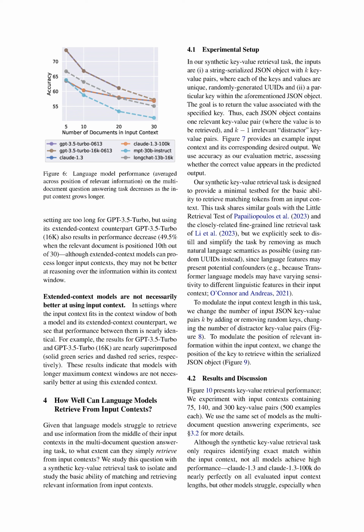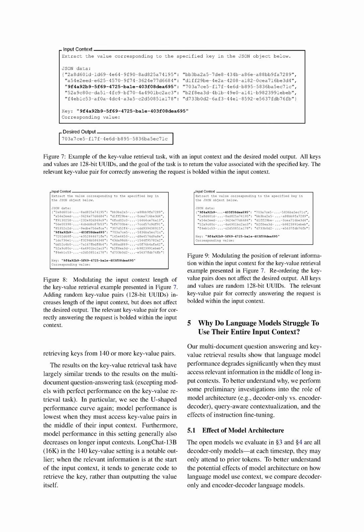The results from the key-value retrieval task follow similar trends to the results from the multi-document question answering task, barring models with perfect performance on the key-value retrieval task. We notice a U-shaped performance curve. The model performance is at its weakest when trying to access key-value pairs located in the middle of their input context. Moreover, model performance generally decreases with longer input contexts.